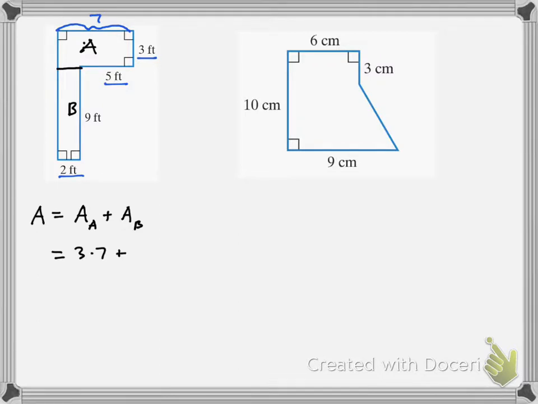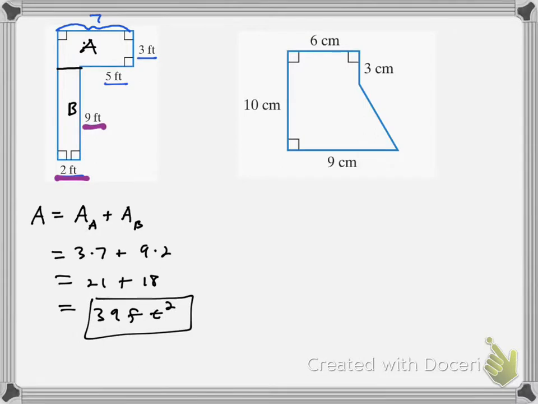And the area of B looks like it is 9 times 2, right? Length times width there. So this is 21 plus 18, which is 39 square feet. All right, that one wasn't too bad.